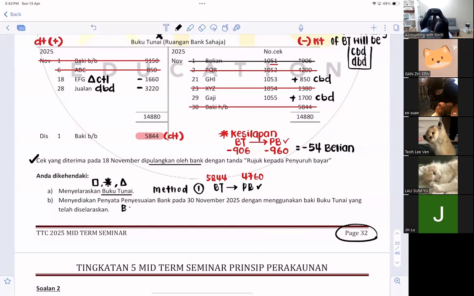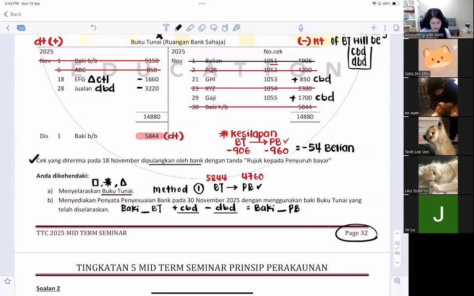To start with, baki buku tunai, you plus CBD minus DVD to get baki penyata bank. So that's what you will be doing, okay? So your 5 factors, right? There will be 3 of them going into buku tunai, 2 of them at your penyata penyesuaian bank.